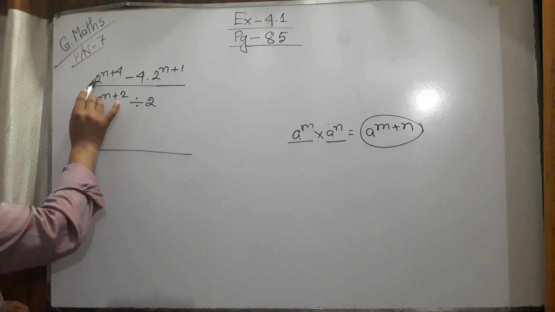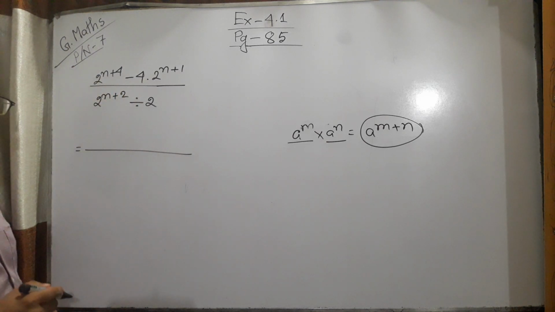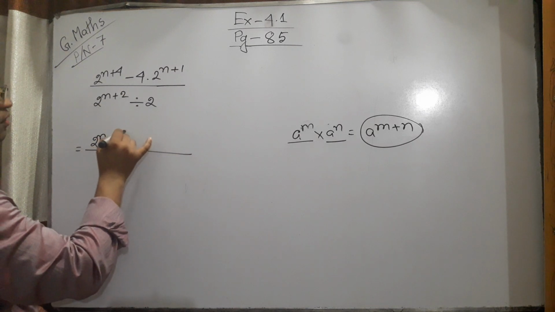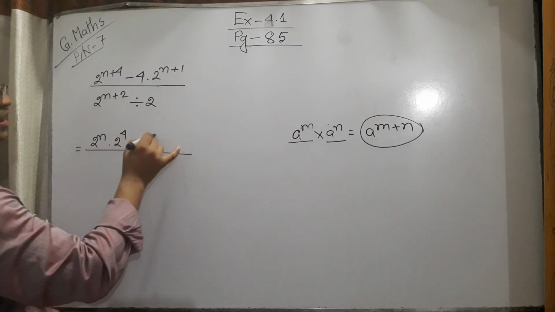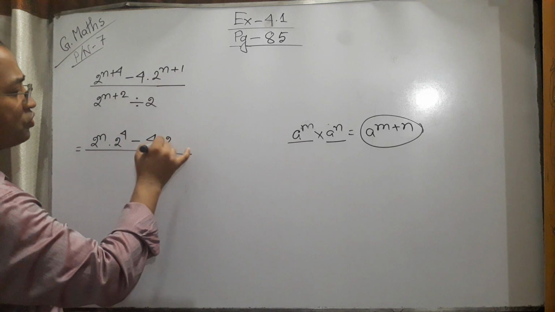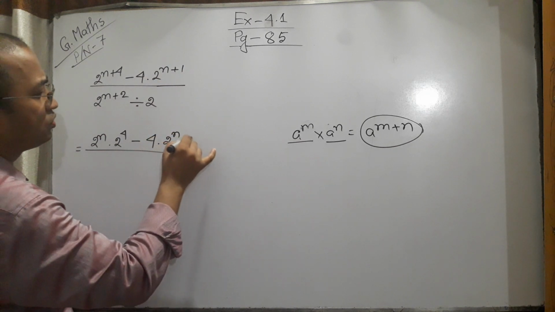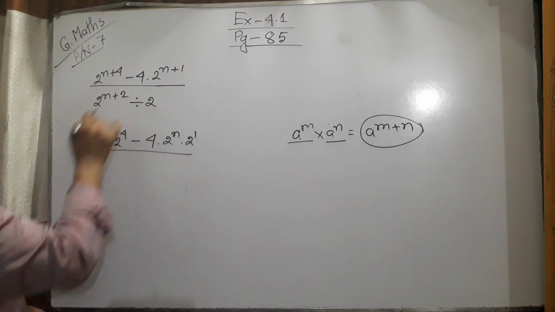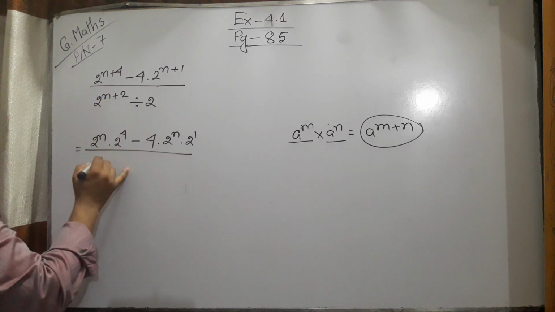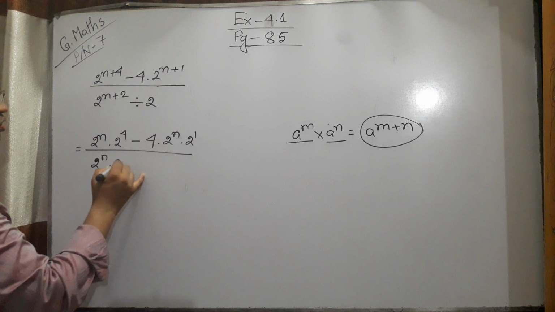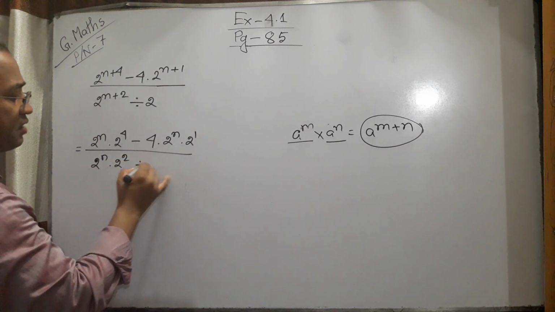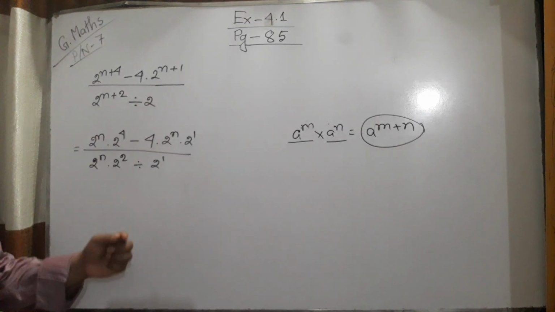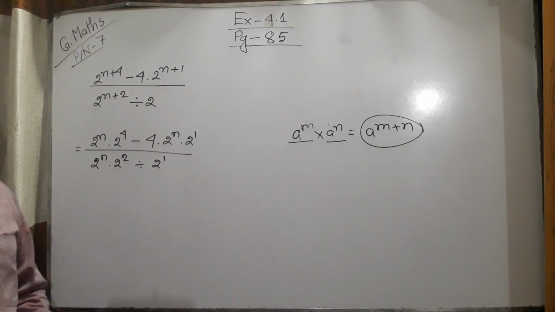So it is given 2^(n+4). We can write 2^n into 2^4 minus 4 into 2^n into 2^1. Similarly, we can break this one also, 2^n into 2 square divided by 2^1. Actually, there is no power written, so we can take 1 as the power.